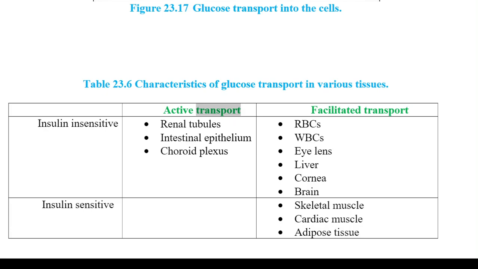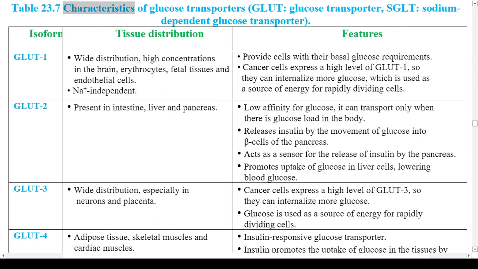Active transport: renal tubules, intestinal epithelium, choroid plexus. Facilitated transport, insulin insensitive: RBCs, WBCs, eye lens, liver, cornea, brain. Insulin sensitive: skeletal muscle, cardiac muscle, adipose tissue. Table 23.7 Characteristics of glucose transporters. GLUT, glucose transporter; SGLT, sodium-dependent glucose transporter.